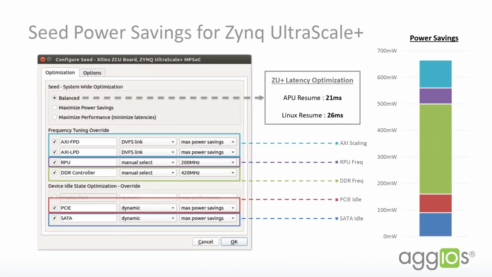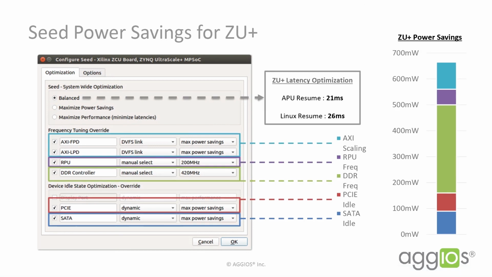Overall, the Seed Power Management firmware has reduced the power consumption of the system by nearly 700 milliwatts in the active state by employing a variety of optimizations, including, for example, dynamic AXI bus frequency scaling or DDR frequency scaling, as summarized on this chart. At the same time, the latency optimizations included in Seed allowed our application's latency requirements to be met when coming out of the deep sleep state.